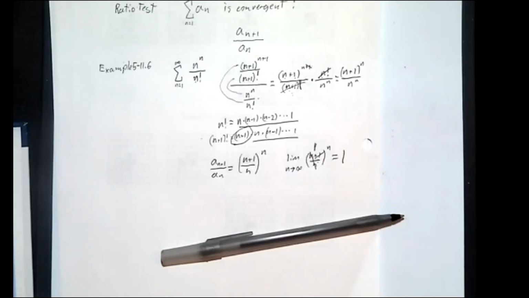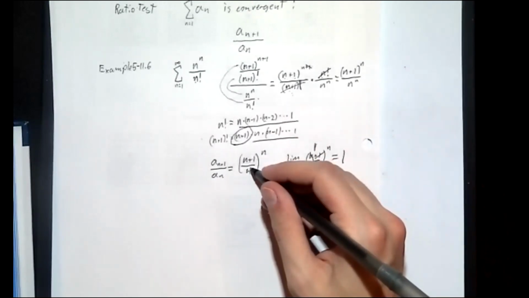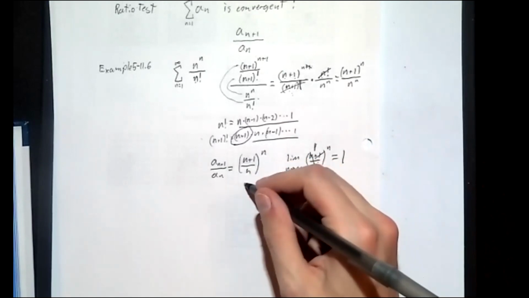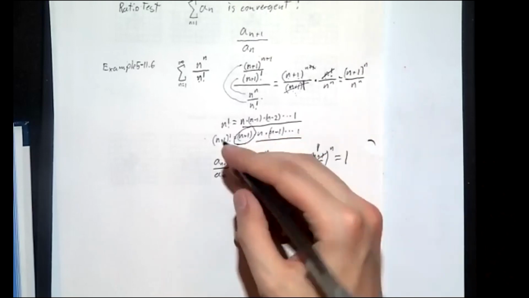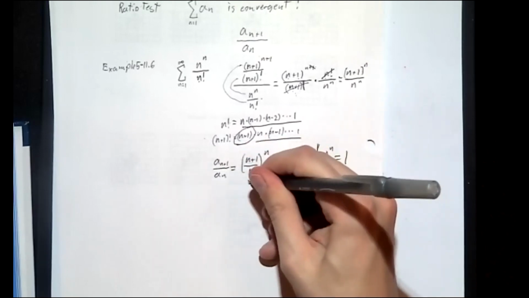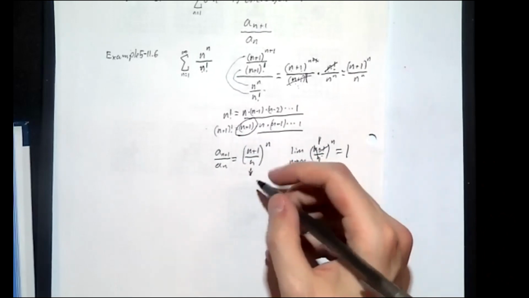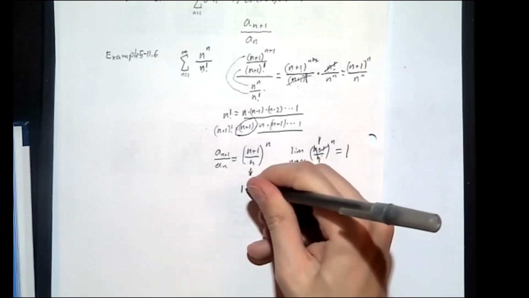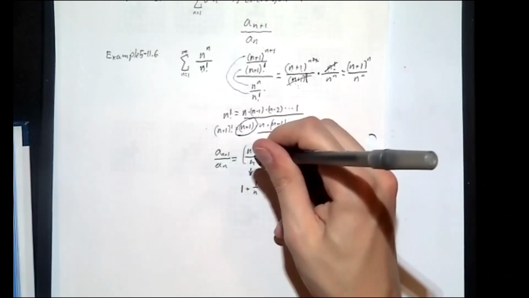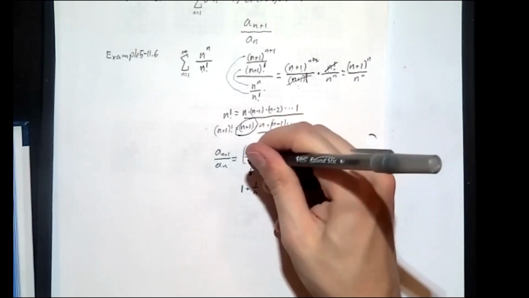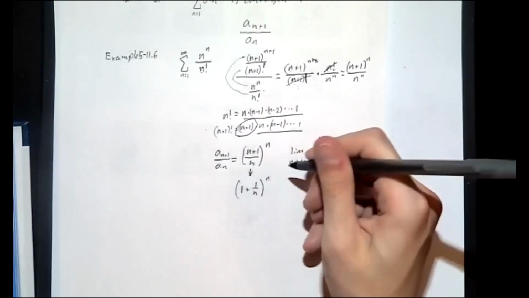Wait, oh, that's weird. They have a weird proof. I'm just looking through the notes. Instead of just immediately canceling out, they have a weird rule. We have 1 plus 1 over n, which is common because we just split this fraction up into n over n plus 1 over n. We get this to the n power.